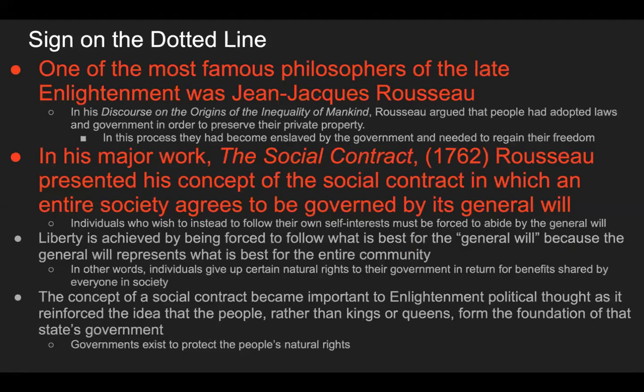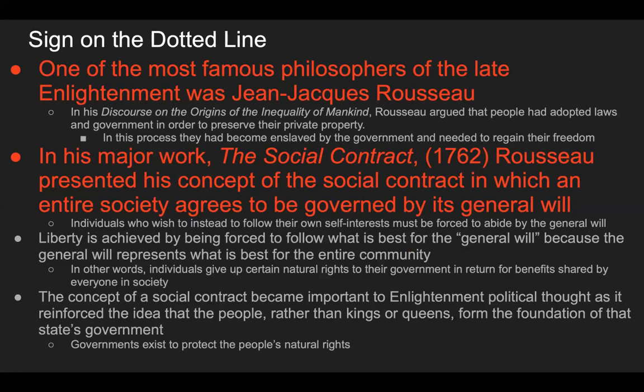One of the most famous philosophers of the late Enlightenment was a guy named Jean-Jacques Rousseau. Get used to saying French names in this class. In his discourse on the origins of the inequality of mankind, Rousseau argued that people had adopted laws and governments in order to preserve their private property. In this process, they had become enslaved by the government and needed to regain their freedom.